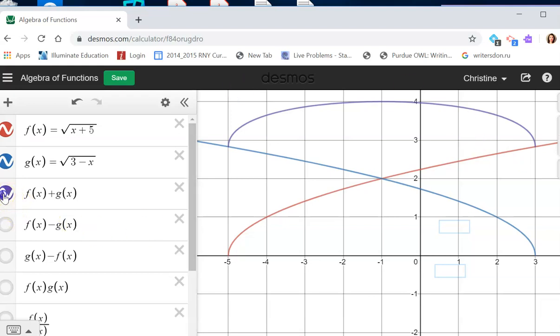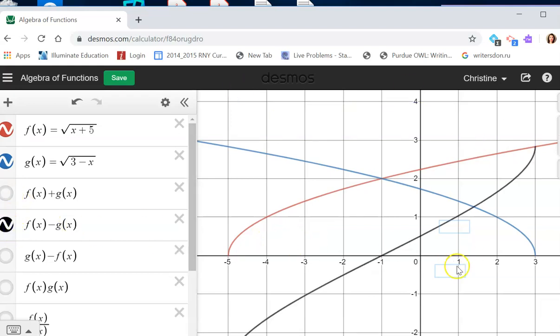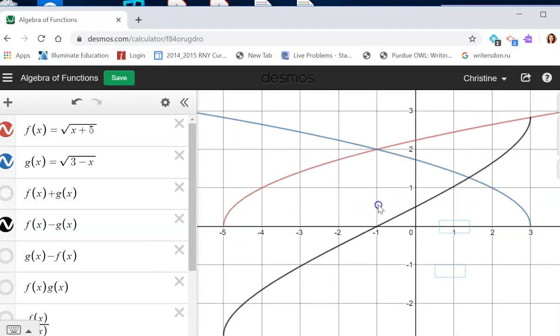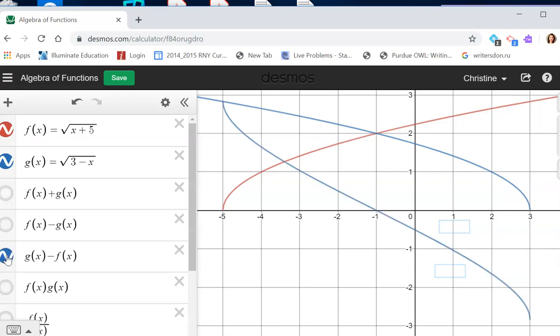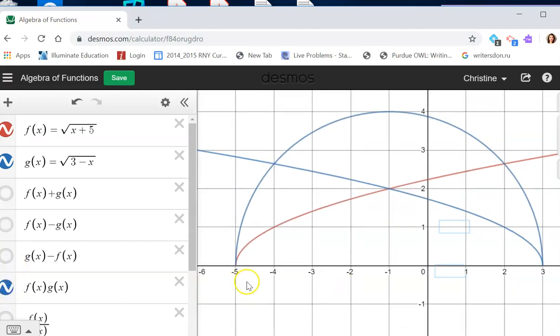What if I subtract them? Might want to scoot it up so we can see it a little better. Again, do you see that the graph only exists where their domains overlap? Or what if I switch and I do g of x minus f of x, because that's different, right? G minus f is different than f minus g. But still, the graph only exists where their domains overlap. How about f times g? Look at that.